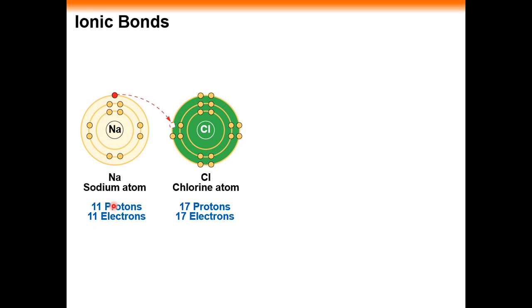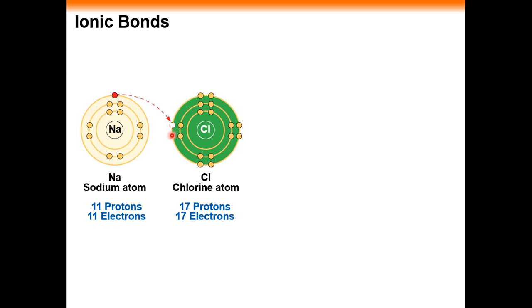So sodium has 11 protons and 11 electrons. Chlorine has 17 protons and 17 electrons. You can find this by looking at the periodic table. These are the atomic numbers. And they're all neutral. So now if you look, how many valence electrons are in sodium? 1. That's it. So sodium only has 1 valence electron, and chlorine has 2, 4, 6, 7.